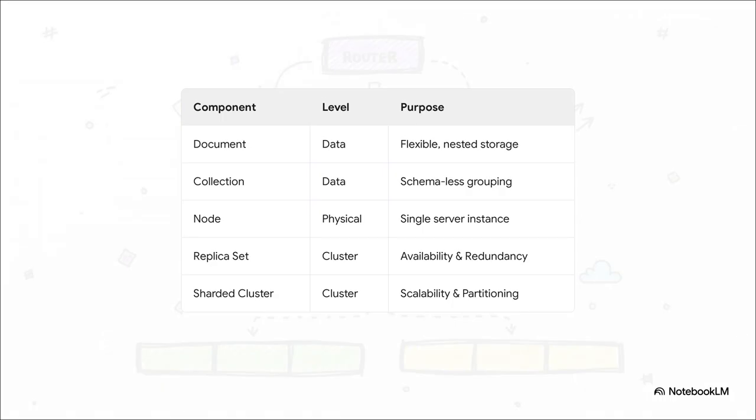All right, let's do a quick recap before we move on. So at the data level, we have documents living inside collections. On the physical level, we have the servers, our nodes. And when we group those nodes together, we create clusters. Now, these clusters come in two special flavors we're about to dive into, replica sets and sharded clusters. This little table gives you a fantastic overview of the whole stack, from one tiny piece of data all the way up to the system that runs it.